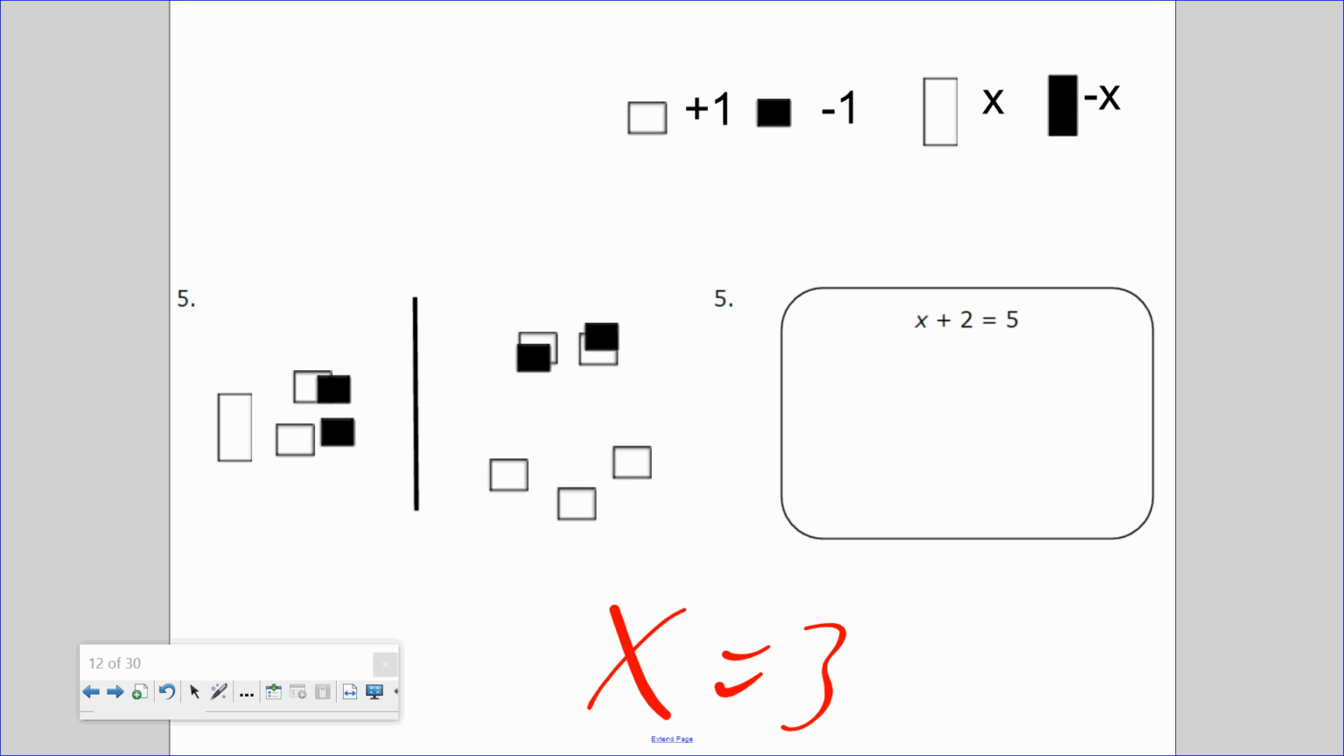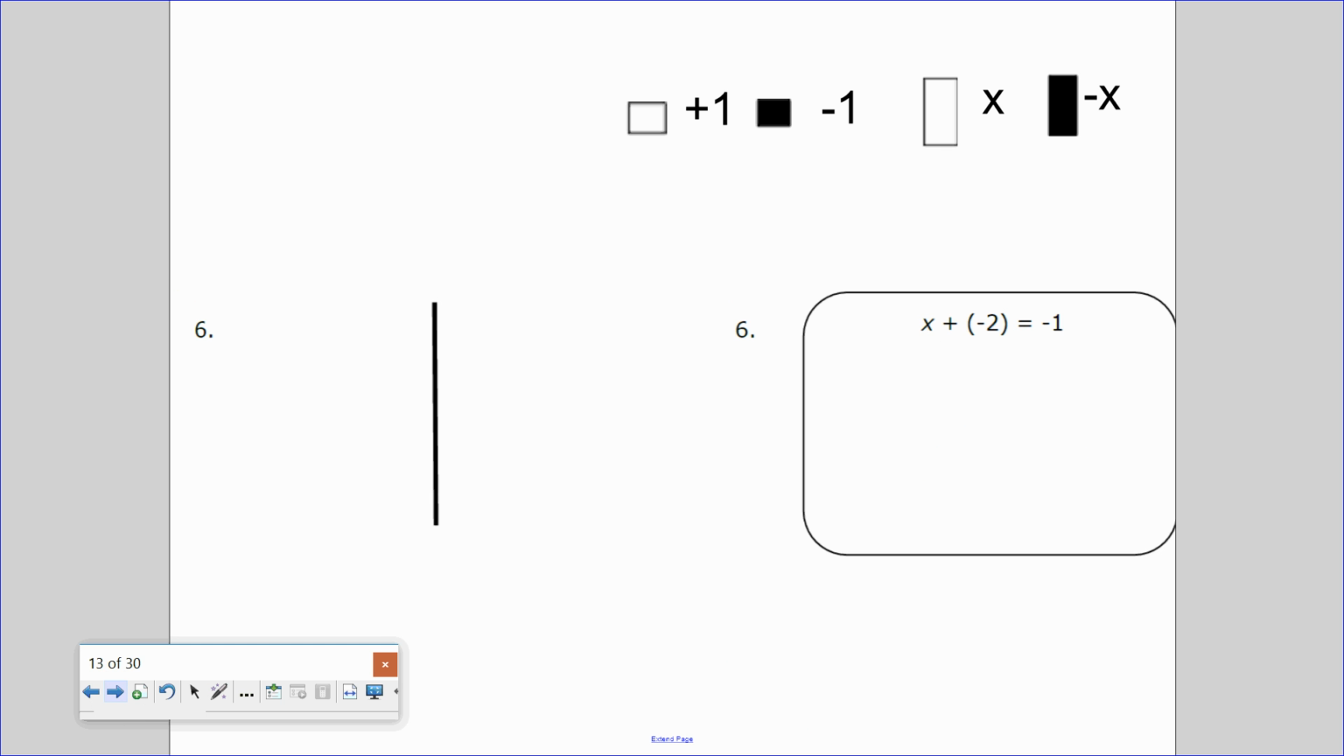Let's solve this algebraically. We need to isolate the variable. What's the inverse of plus 2? Minus 2, minus 2, cancel. x is 3. Let's check our work. You are required to check your work. Replace the x with 3. 3 plus 2 is equal to 5. Check mark. Number 6, we have x plus negative 2 equals negative 1.